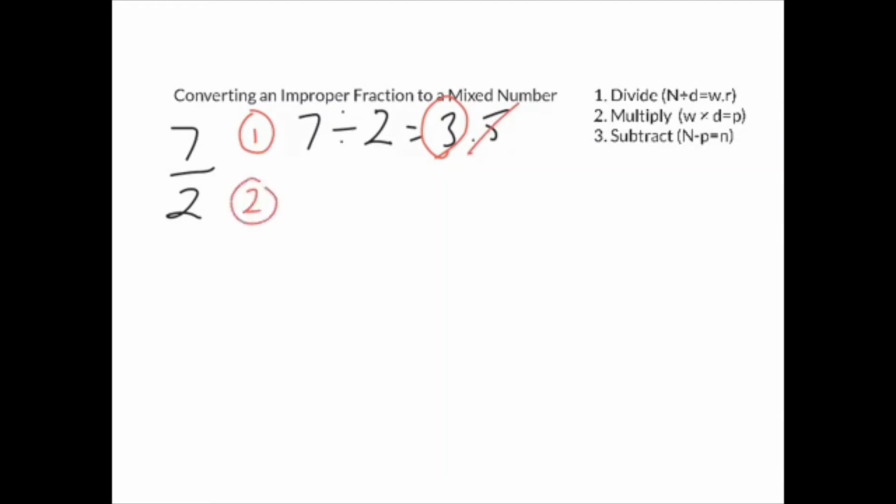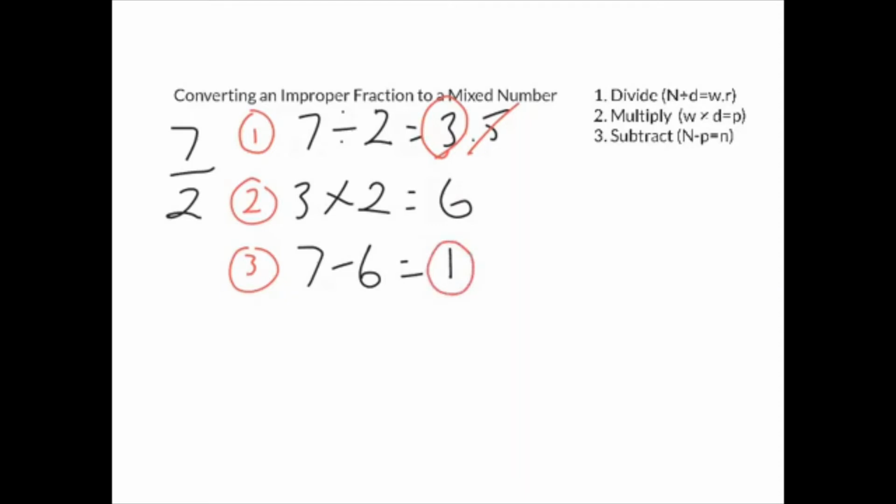Second step is to then take our whole number 3, multiply it by our original denominator 2, and we get a product of 6. And then we're going to take that product and subtract it from the original numerator of 7. So 7 subtract 6 is equal to 1. And this 1 is now going to become our new numerator. So the 3 is our whole number, and the 1 will be our new numerator. So we can say that 7/2 is equal to 3 1/2.